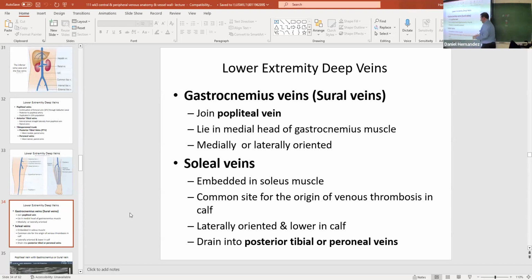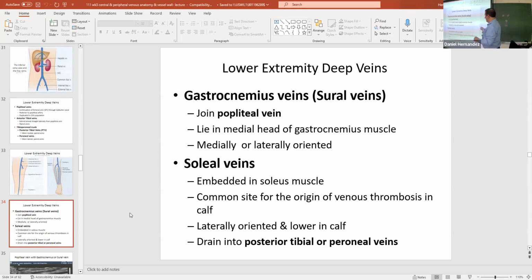With the soleal vein, for whatever reason, they like to have this as a Jeopardy trivia question. It is probably the most common site for thrombus formation, or for DVT to originate. The soleal veins act almost like a cavern or sinus where blood likes to collect and store. And then when the calf muscle pumps, it squeezes, the soleal vein drains into the posterior tibial, and pushes everything forward. So one of the most common sites for thrombus development is in the soleal vein.